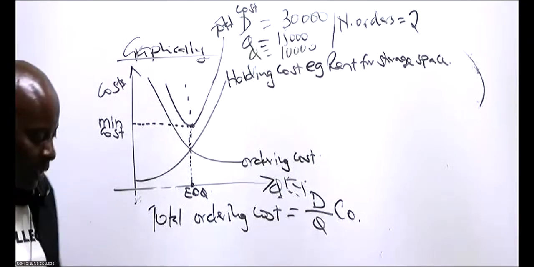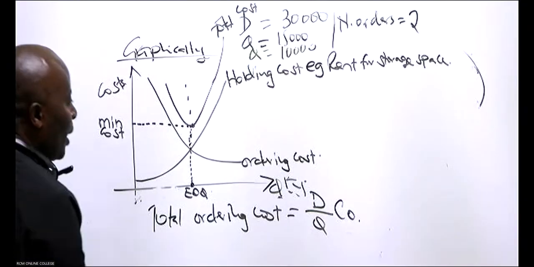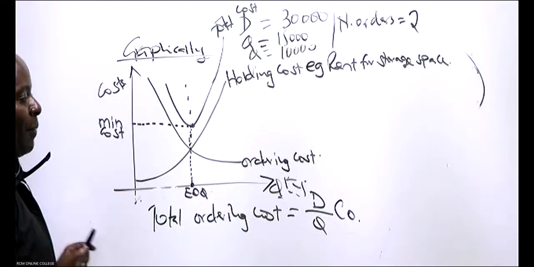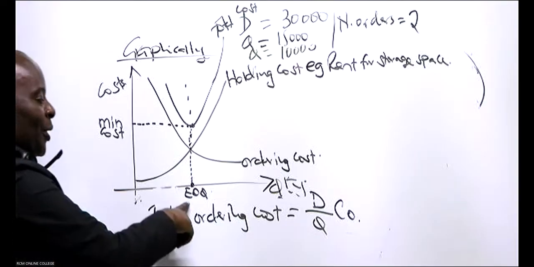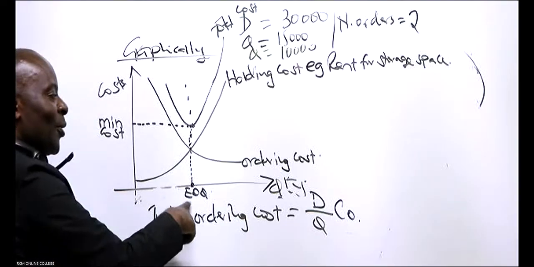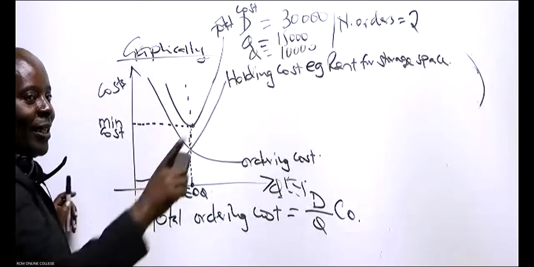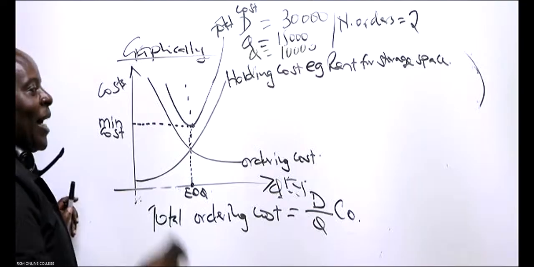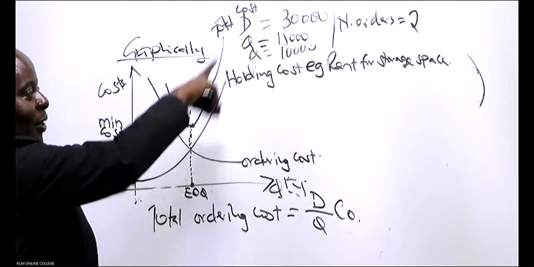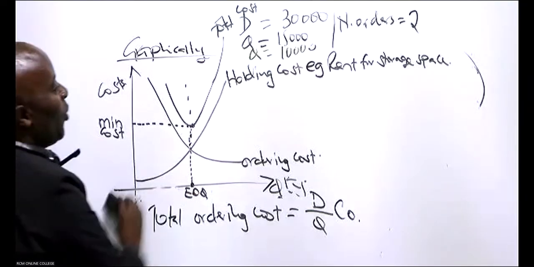Then if that is the case, I can very comfortably rub this. But before I rub, there is something very coincidental here: at EOQ, ordering cost and holding cost will always be the same. At EOQ, holding cost and ordering cost will always be equal.